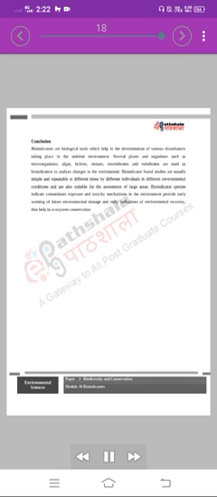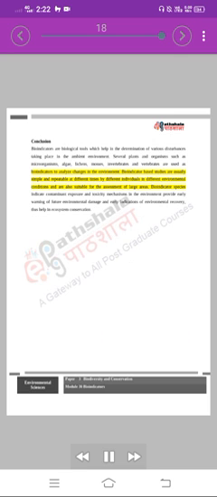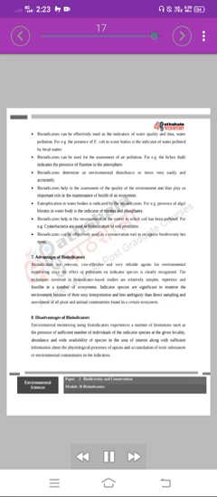Conclusion. Bioindicators are biological tools which help in the determination of various disturbances taking place in the ambient environment. Several plants and organisms such as microorganisms, algae, lichens, mosses, invertebrates and vertebrates are used as bioindicators to analyze changes in the environment. Bioindicator-based studies are usually simple and repeatable at different times by different individuals in different environmental conditions, and are also suitable for the assessment of large areas.